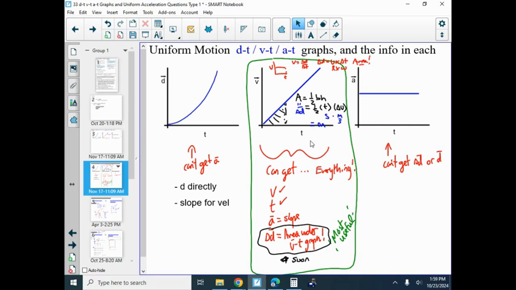From the acceleration-time graph, it's really hard to get positions, even velocities. Everything's kind of hidden in that one. So the big green circled one in the middle is really handy, and that's why we've already started doing VT graphs in the previous lesson. Okay.